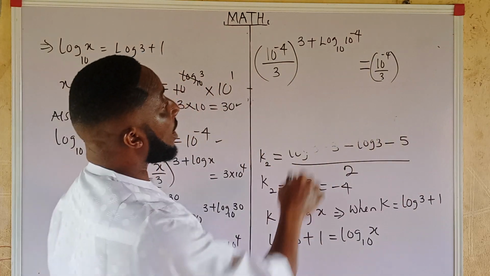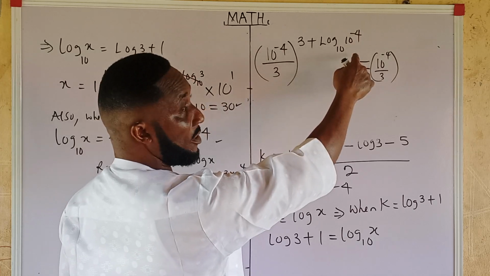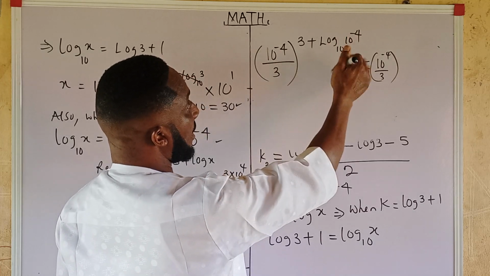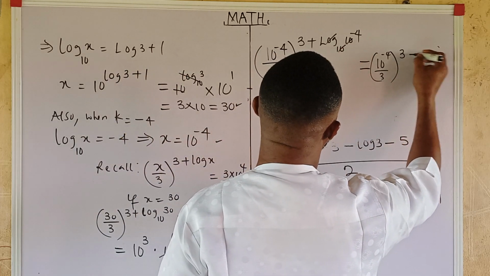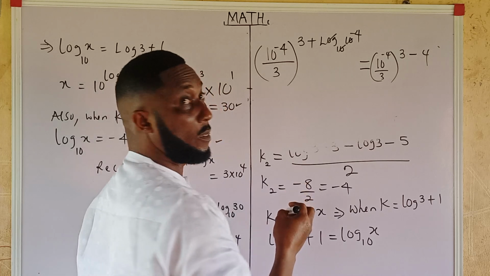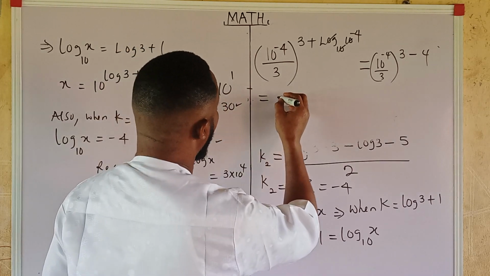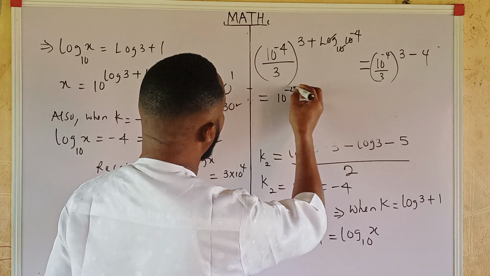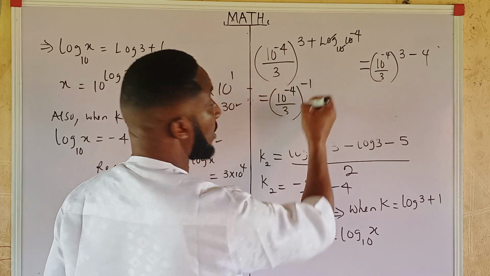Then here we have log to the base of 10 of the argument 10 to the negative 4th. So if negative 4 comes to the back, log to base 10 will cancel out. We're going to be having 3 minus 4, and 3 minus 4, that's negative 1. I'll be having 10 to the negative 4th upon 3 to the power of negative 1.